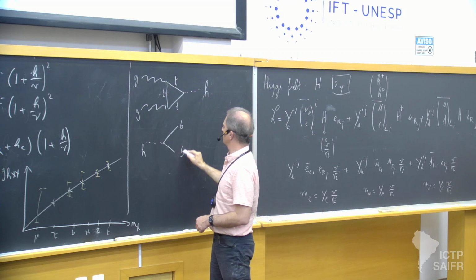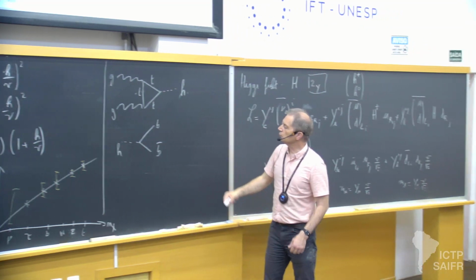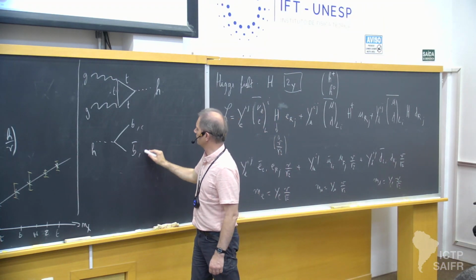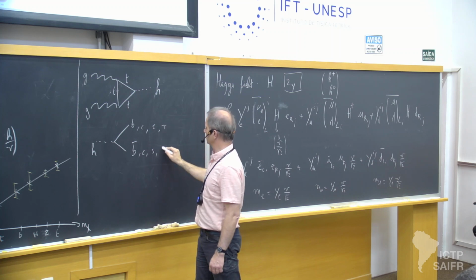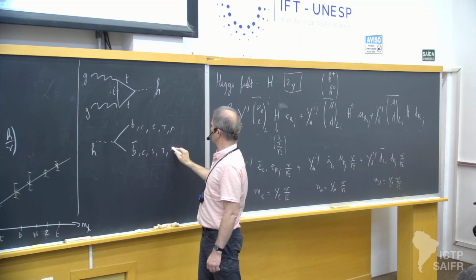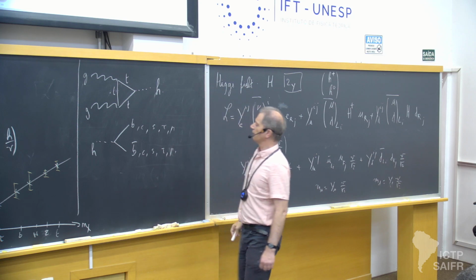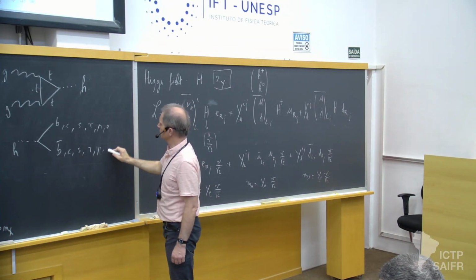B B bar. It can decay into the other quarks, into charm, strange, tau, muon, etc. Maybe electron also.